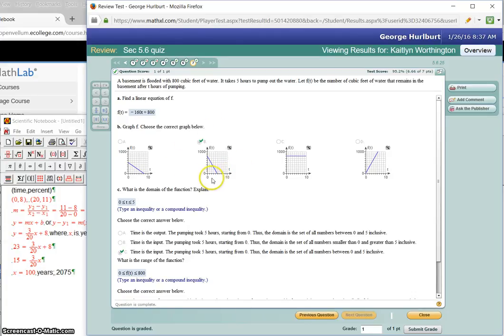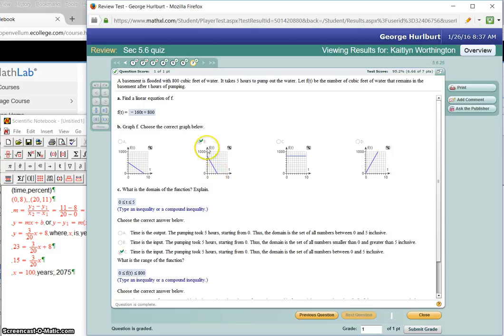So the domain starts at time 0 and it ends right here, because right here is where all the water is now out of the basement. So domain starts at time 0 and ends at time 5. So your domain here, you had it absolutely correctly. Domain goes from 0 to 5.